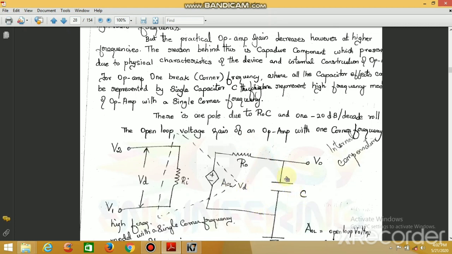So here you can see a capacitance. This capacitance produces a corner frequency or a break frequency. For an op amp, at the corner or break frequency, all the capacitor effects can be represented by a single capacitor. This single capacitor is called a pole, the combination of R0 and C is considered a pole, and because of this pole there will be a 20 dB per decade roll-off of gain.